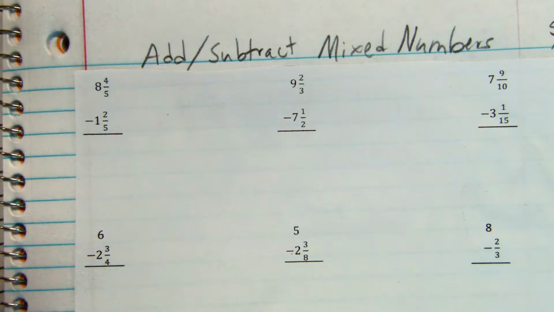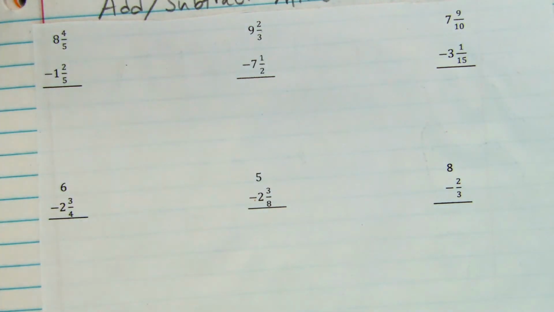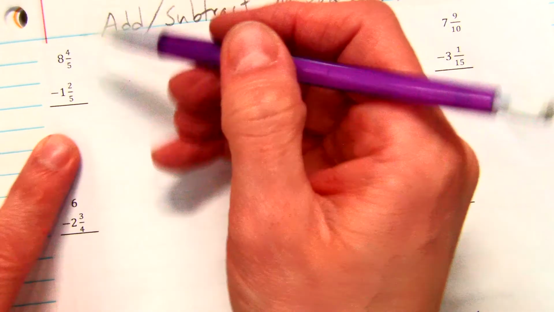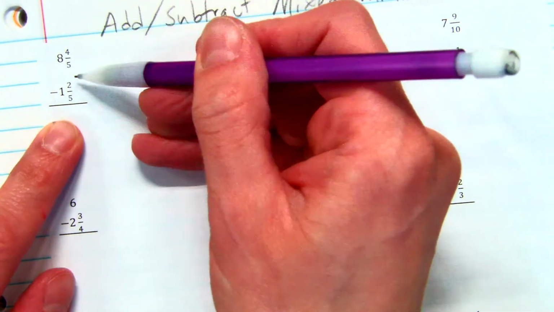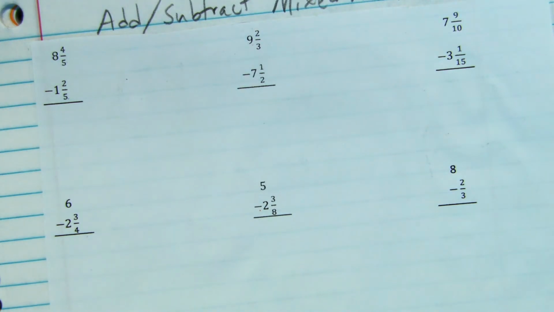Okay, so this is a page of subtraction problems, and we start these just like we do addition problems, making sure we've got common denominators, and the big difference is we're subtracting instead of adding. So I'm going to start with this first one, 8 4/5 minus 1 2/5. So I see I have fifths on both of them. Yay, I don't have to do common denominators.